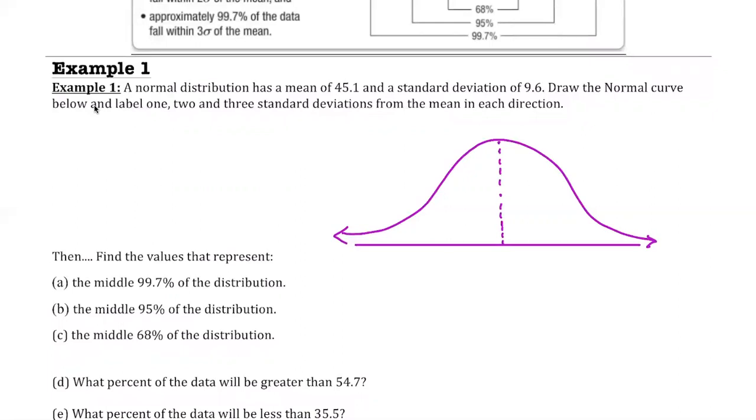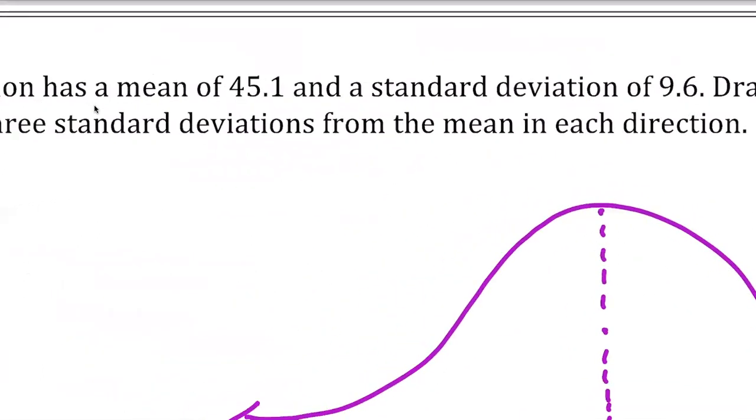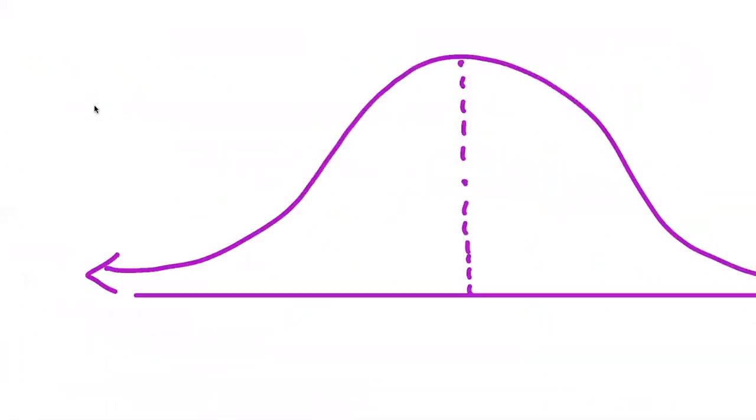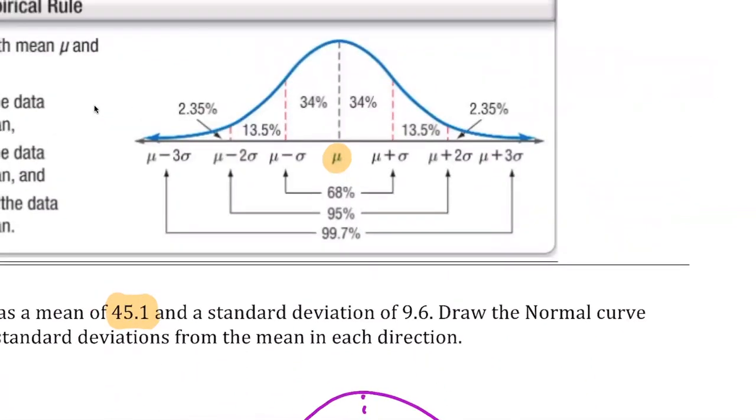So for this graph, it says a normal distribution has a mean of 45.1 and a standard deviation of 9.6. The mean is always going to be the center of our graph, so 45.1. And how the rest of the curve is divided up is based on the standard deviation. If you'll remember, standard deviation is the distance that the average points in your data set are from the mean.